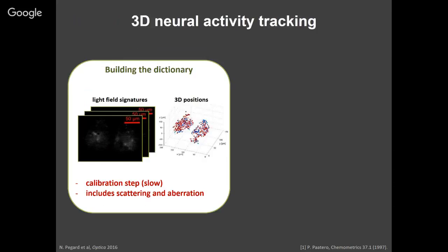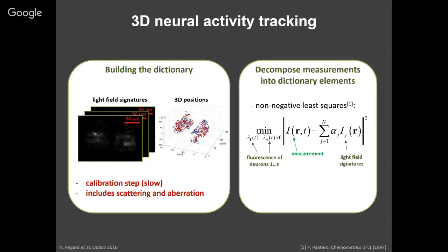This takes forever computationally, but once we have it, we can just decompose each frame with a non-negative least squares into this set of different dictionary elements, which represents the set of different neurons that are on in 3D at that particular time. And that's super fast and efficient. You could do that online in real time if you wanted to.